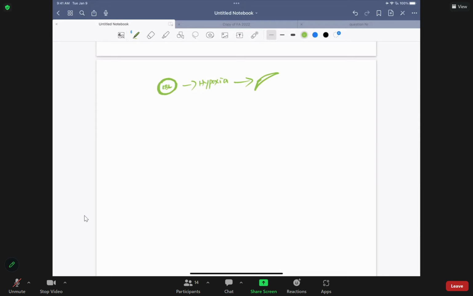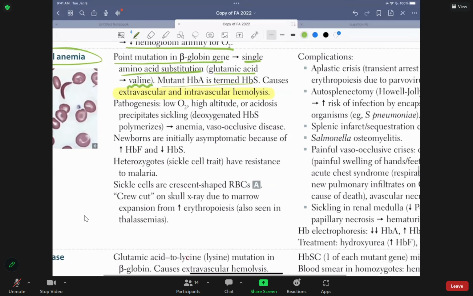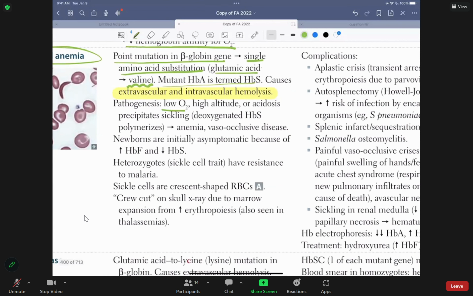So what does that tell you? Sickle cell people are absolutely normal as long as they are not exposed to hypoxia. Is that clear, folks? They are perfectly normal unless they're exposed to hypoxia. Now, look at this pathogenesis. Low oxygen, high altitude gives you low oxygen, acidosis, those all precipitate sickling, folks, okay? That is the bottom line.